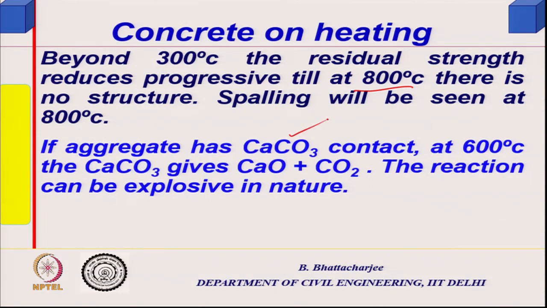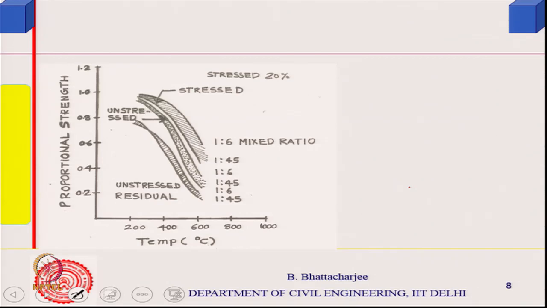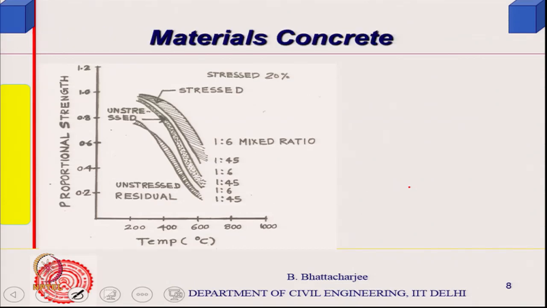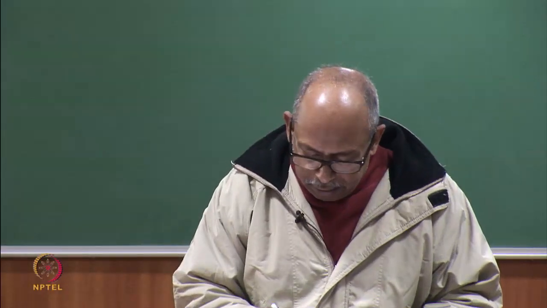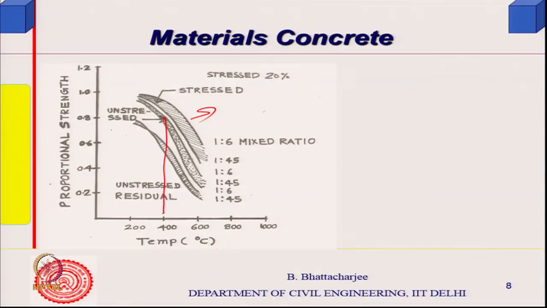And if the aggregate contains calcium carbonate, that will get disintegrated around 600 degrees centigrade, if the aggregate is limestone aggregate, and that is what I mentioned. So, this is the kind of relationship I mentioned last class, that there is a reduction in strength. There can be 20% stressed and then tested under compression. The other case would be you raise the temperature to that particular temperature, say 400 degrees centigrade, then test it under compression, then you find this strength.